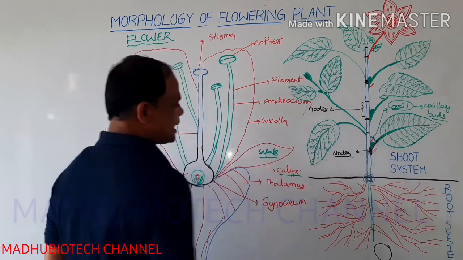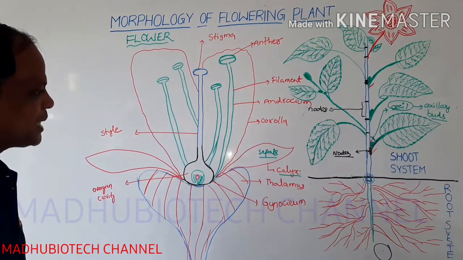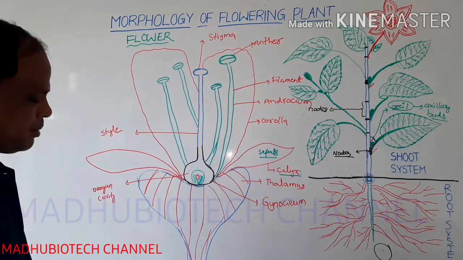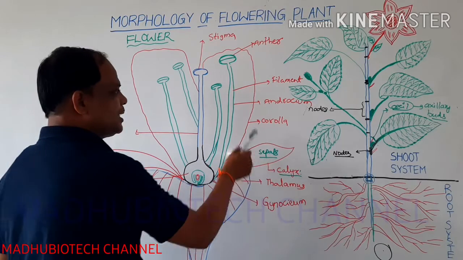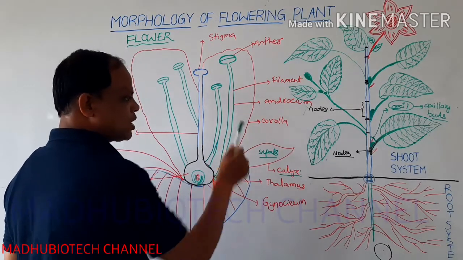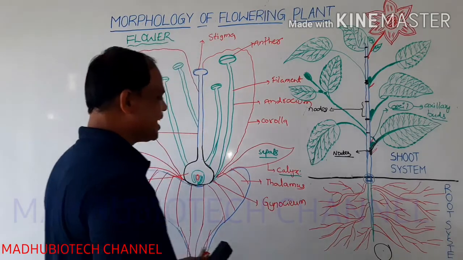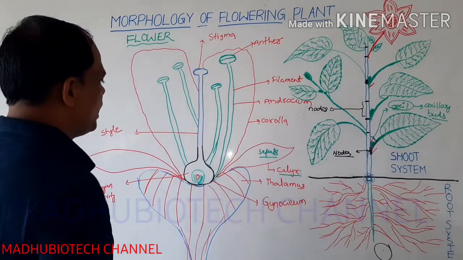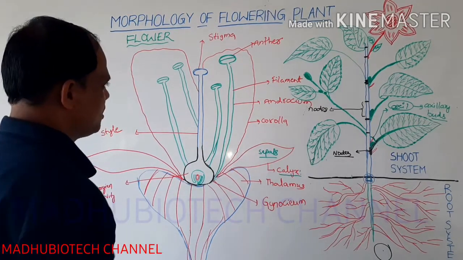Okay, individual calyx is also called sepals. This is useful only for protection. The calyx and corolla, both of these organs, are called non-accessory organs. Okay, and the androecium and gynoecium are called accessory organs.